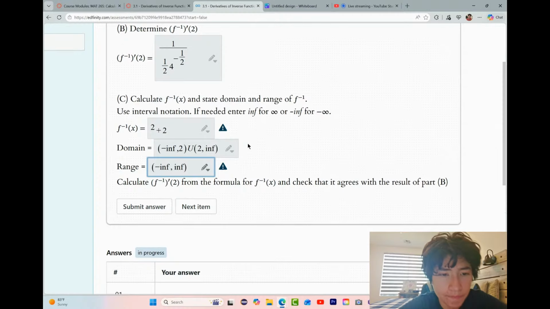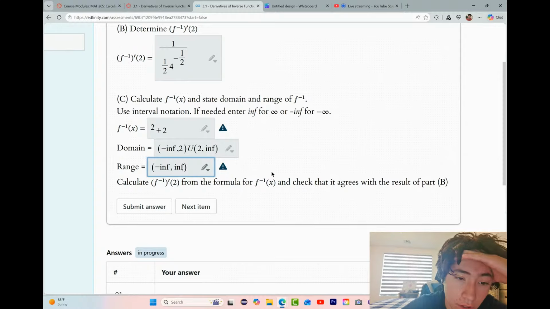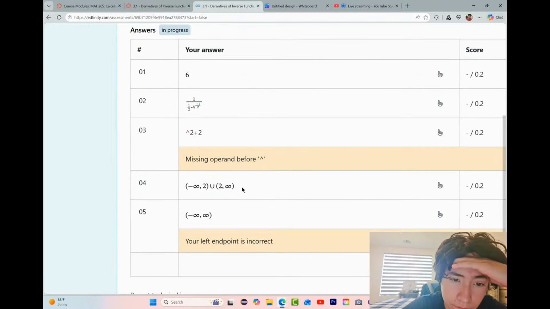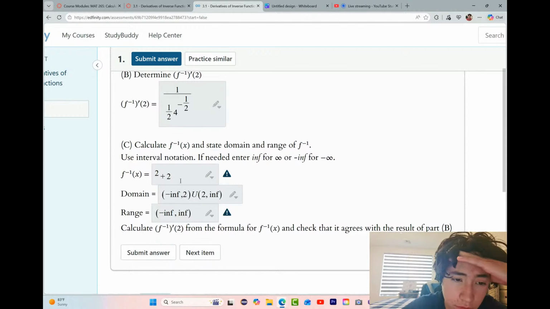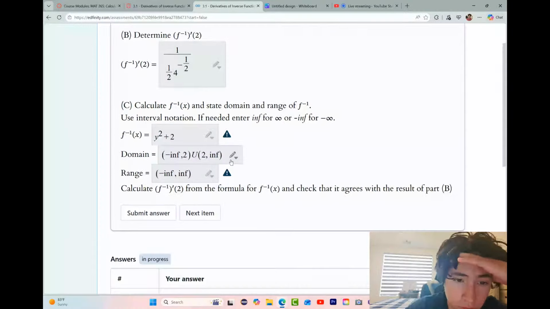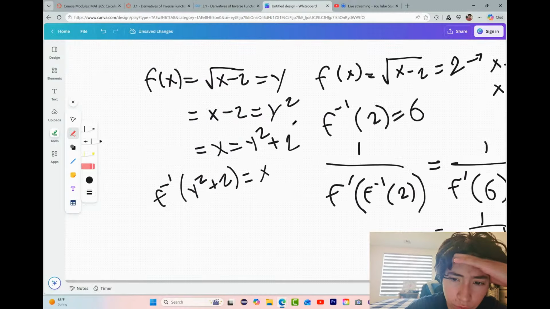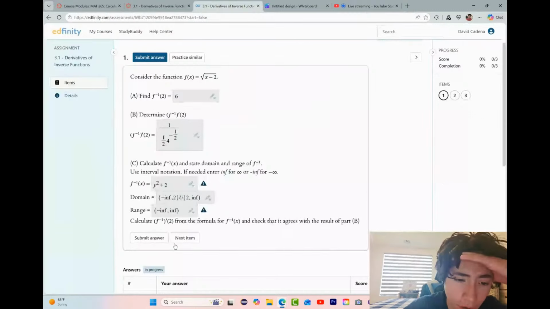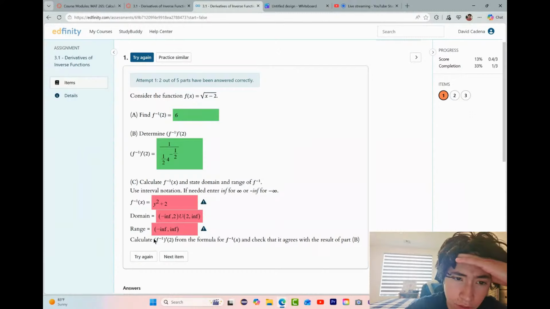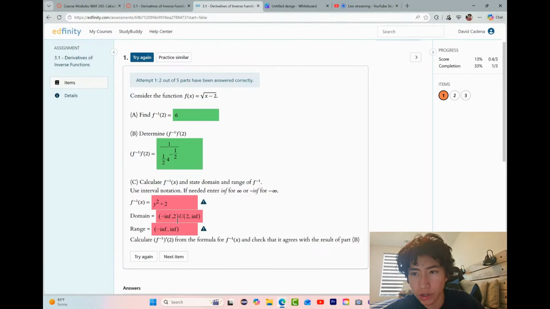Oh boy. Your left endpoint is incorrect. And what do we get for that? All right, what happens if we just press submit? So we get this correct, but then we get these. Oh my goodness, dude, what's going on?